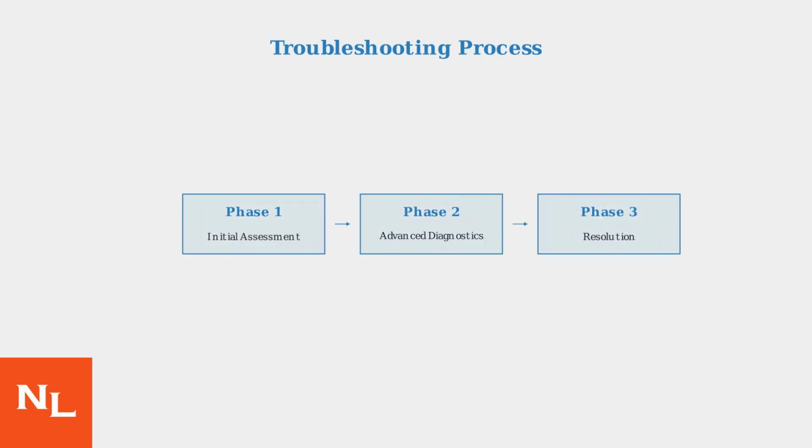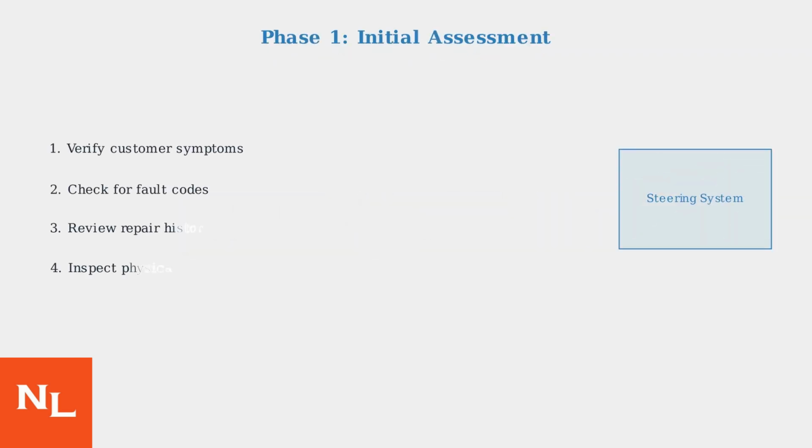Ford F-150 steering assist fault troubleshooting follows a systematic three-phase approach. Each phase builds upon the previous one to ensure accurate diagnosis and effective repair. Phase 1 begins with initial assessment. First, verify the customer's reported symptoms and check for active fault codes using Ford diagnostic tools. Review the vehicle's repair history for previous steering-related work. Then inspect physical components for obvious damage or wear.